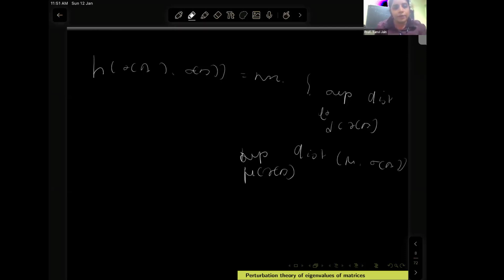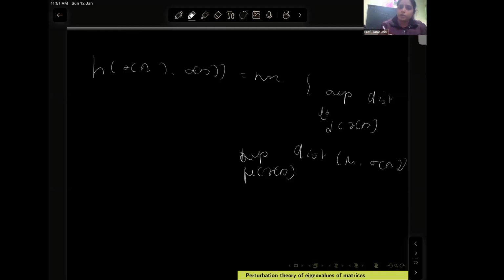What exactly is this telling me? If my H(sigma A, sigma B) is less than or equal to r, then since these are maximum and supremum, everything here is bounded: the distance between lambda and sigma B is less than or equal to r for every lambda in sigma A, and the distance between mu and sigma A is less than or equal to r for every mu in sigma B. What does that mean?